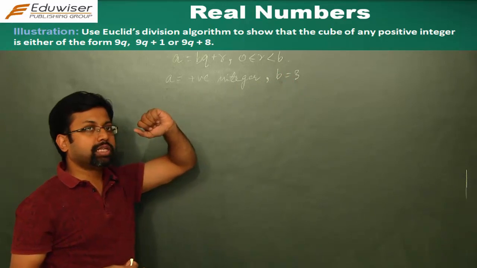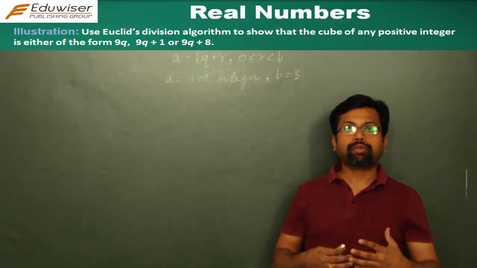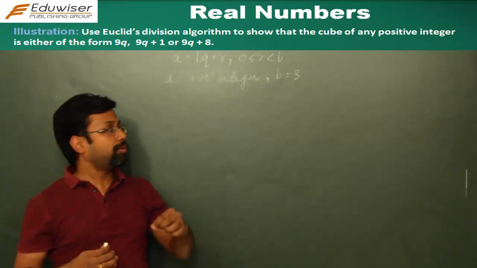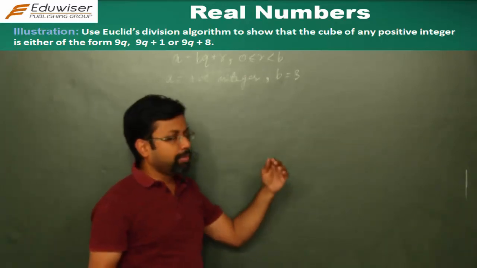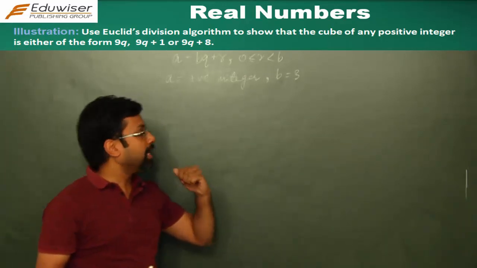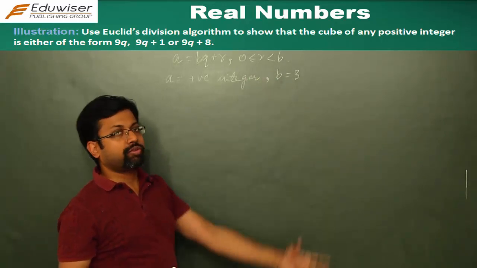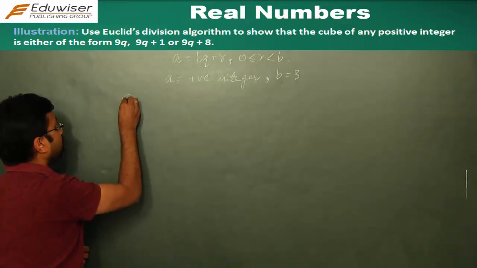Why do we take b as 3 and not as 9? Because if you take b as 9, then you will have 9 cases, 9 different forms of the number, and for each form you will have to find out the cube and figure out what the form is. That will make the solution very lengthy. Hence we take b is equal to 3. And in this case, the total number of cases will just be 3. So that's the utility of this method.